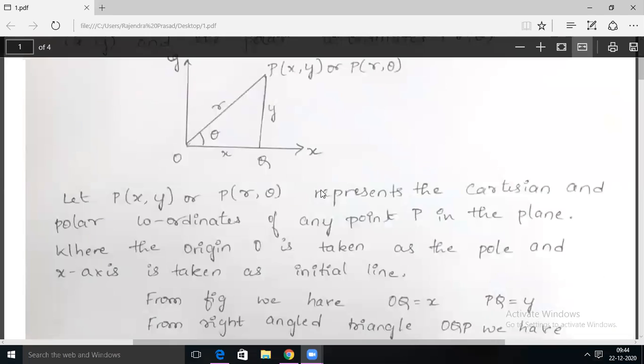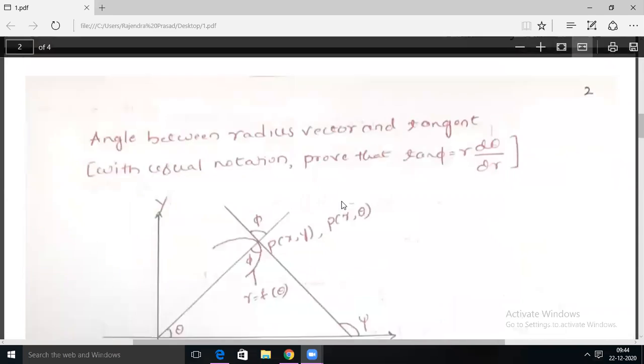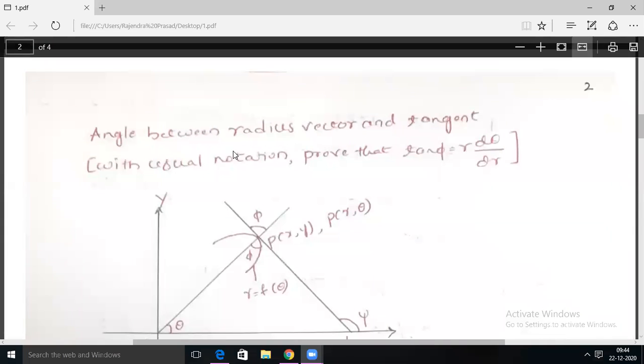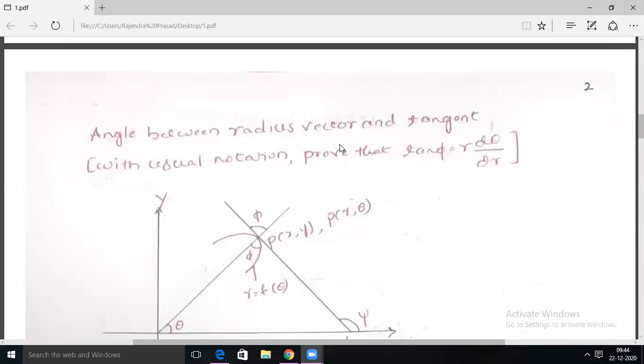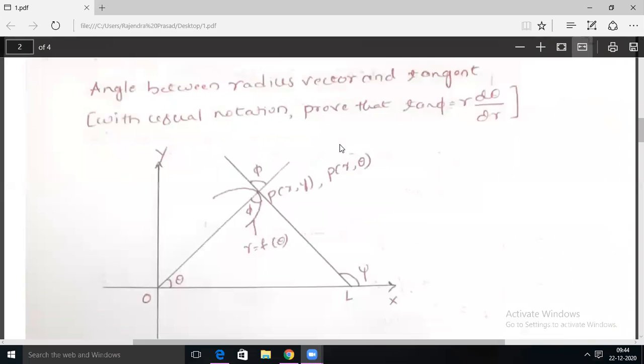So next we shall move on to the next concept. That is the angle between radius vector and the tangent. So important derivation.